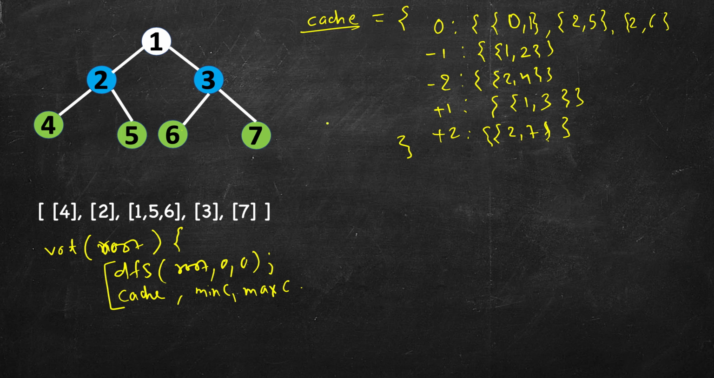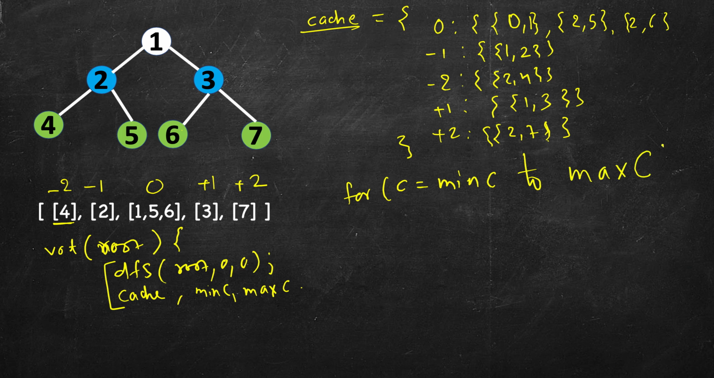Then what we need to do, our results should include in this format. So first the smallest column number, then next one, and so on in increasing order. So we know the min and max col. So what we will do, for C equal to min C to max C, we get the elements corresponding to this column from this cache. So initially C will be minus 2. So for minus 2 we have this value. So when we sort it, there is just one element, so nothing to sort. So it will be 2, 4.